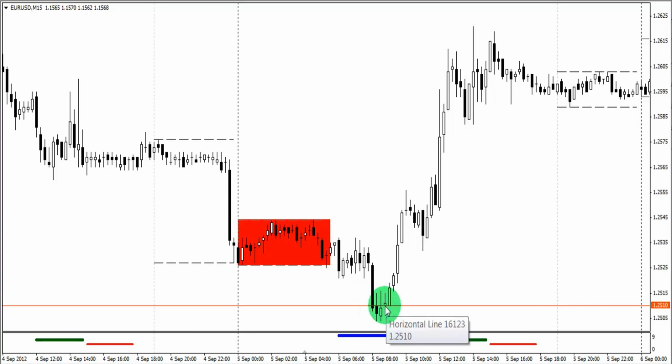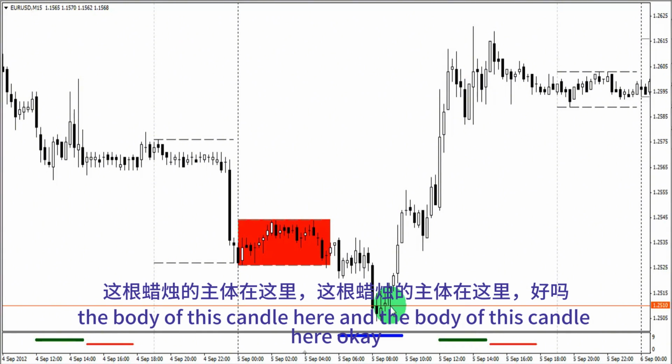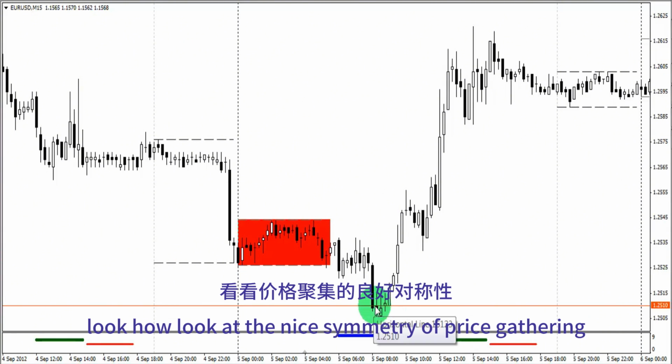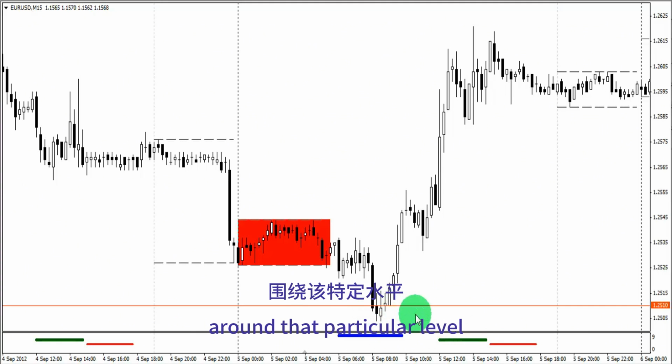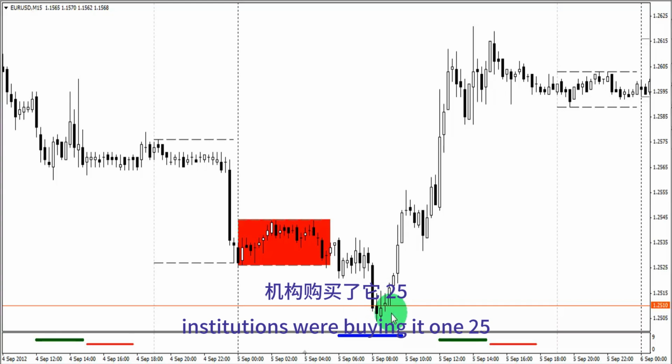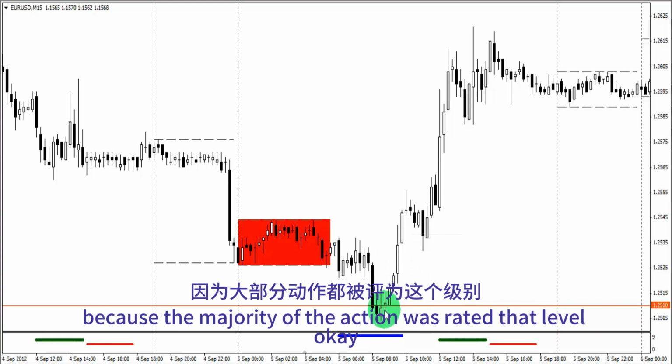We have the body of this candle here and the body of this candle here. Look at the nice symmetry of price gathering around that particular level. Institutions were buying at 125.10. How do I know that? Because the majority of the action was right at that level. Right on that level.